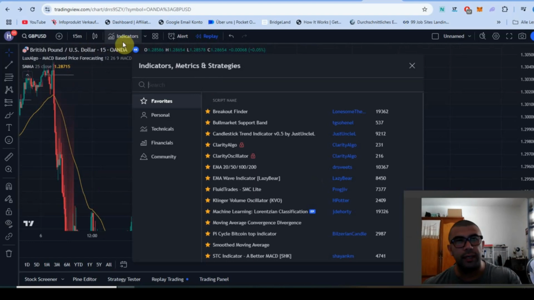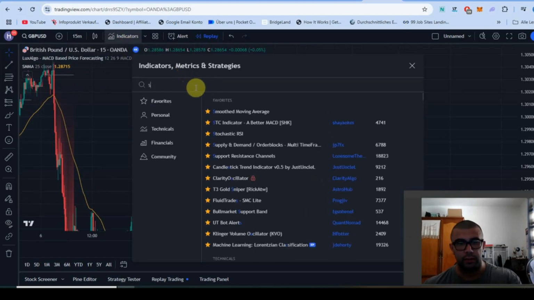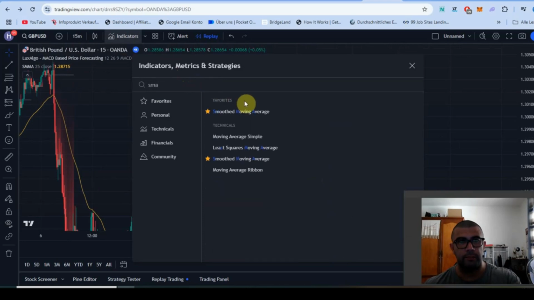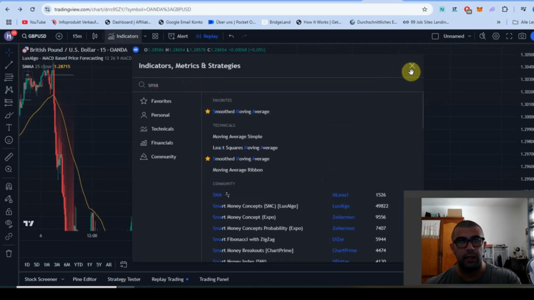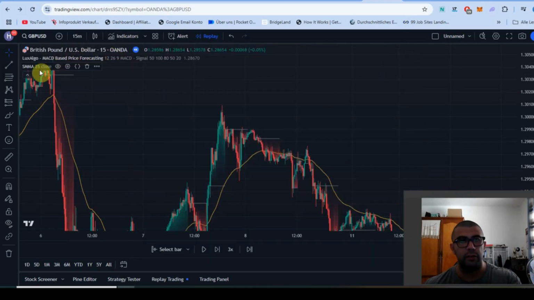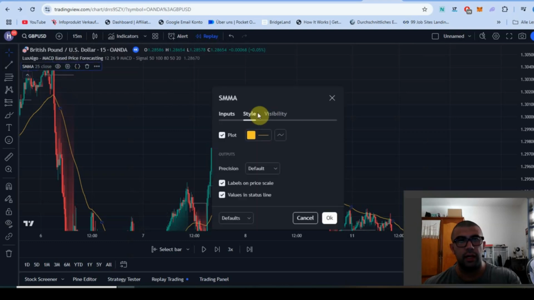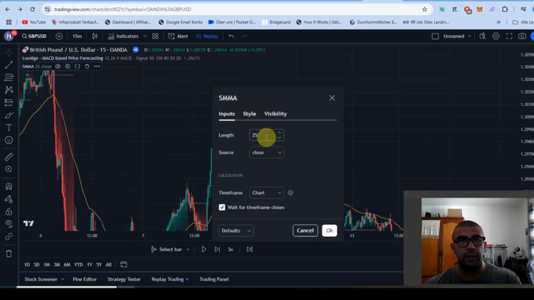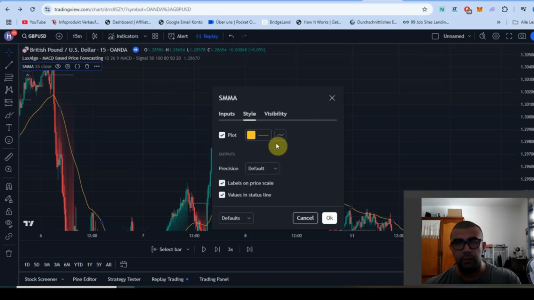So you go here to the indicator tab, type in SMA, click this and put that on the chart. Then you go to your settings and put the input length to 25 and the style, for example, yellow or other colors if you want, and then okay.